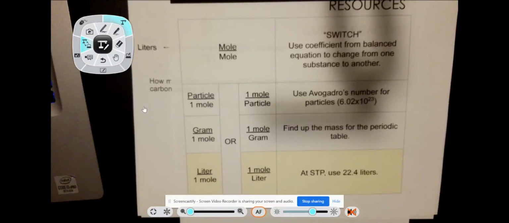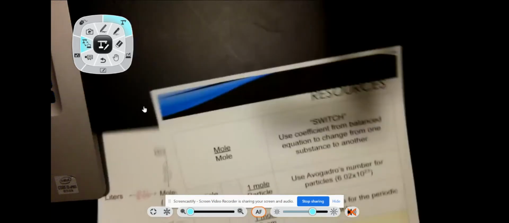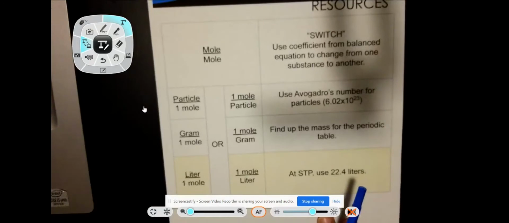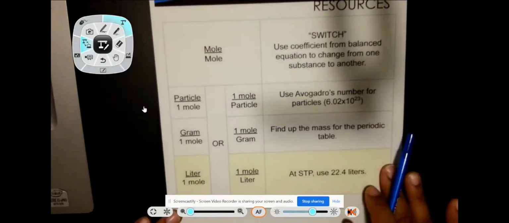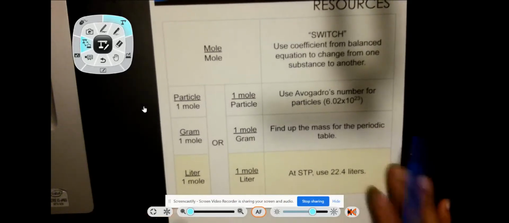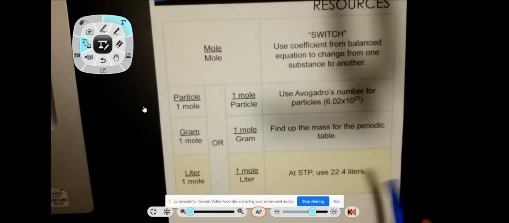Okay, so as we go over gas stoichiometry, I just want to go over some information that we've learned in previous lessons. So we're just going to review that today. We learned about these resources, and you've seen this in the last video. So we're just going to talk about them. As we do T-charts or dimensional analysis, there are a few conversion factors that I want to go over.